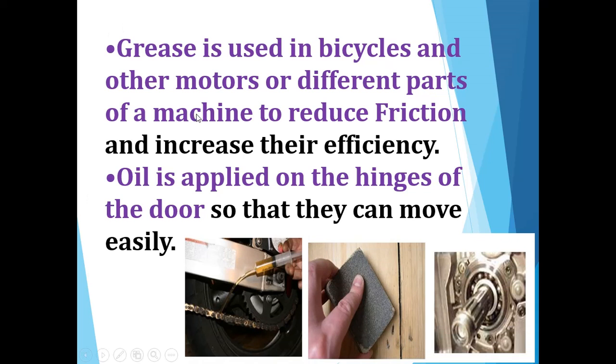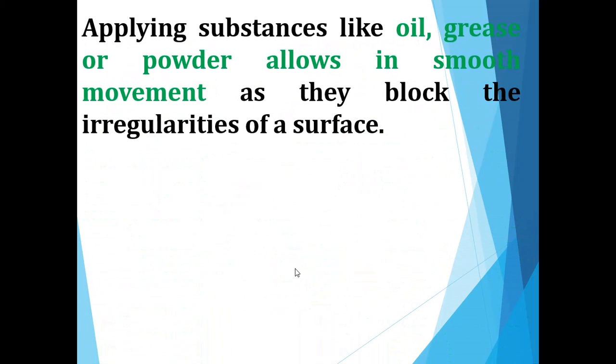So grease and oil are applied in bicycles or other motors, different parts of machines, and the hinges of the door, which will reduce the friction and allow easy movement of an object, and it will increase the efficiency. Now, applying substances like oil, grease, and powder allows smooth movement as they block the irregularities of a surface. So how do they allow the smooth movement? They block the irregularities in the surface.